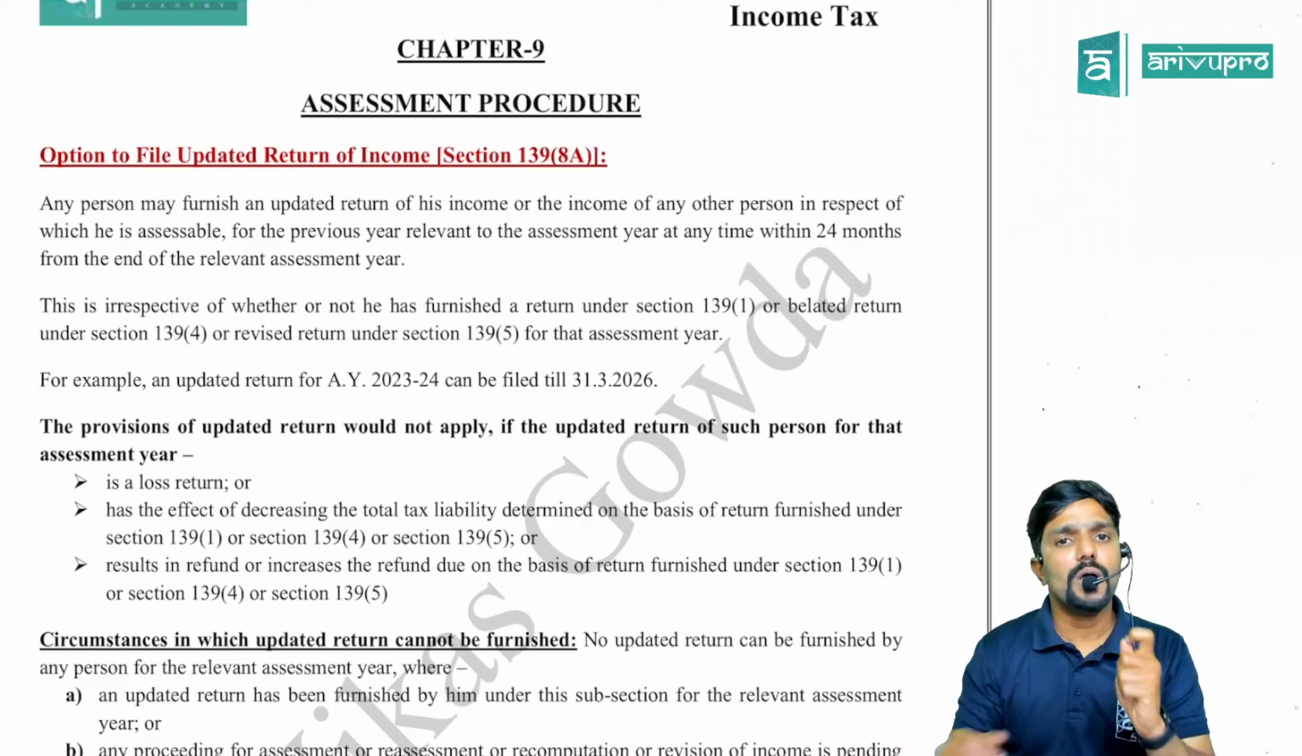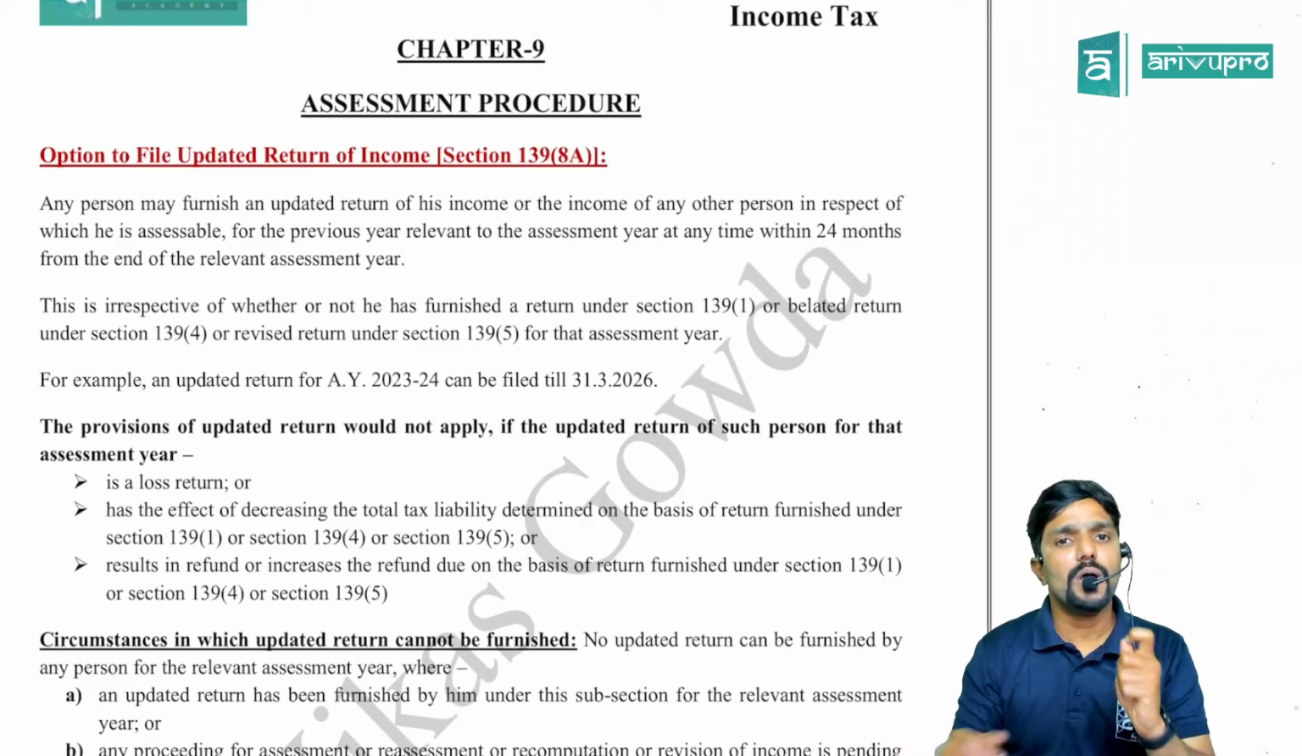Then, as the effect of decreasing the total tax liability determined on the basis of return furnished under section 139(1) or 4 or 5, guys. Means you had already filed the return in which tax liability was more. Now you are filing an updated return by decreasing your tax liability. Are you allowed to do it?